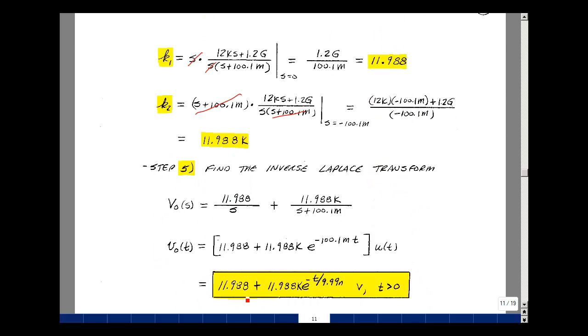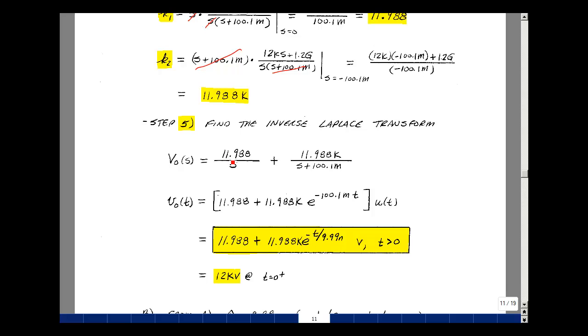So we can express V out of S as K1 over S plus K2 over S plus 100.1 meg. Take the inverse Laplace transform. This is our step function of 11.988, a scalar here of 11.988K, and then 1 over S plus alpha is e to the minus alpha t. Again, let's write this as a time constant, so the reciprocal is 9.99 nanoseconds.